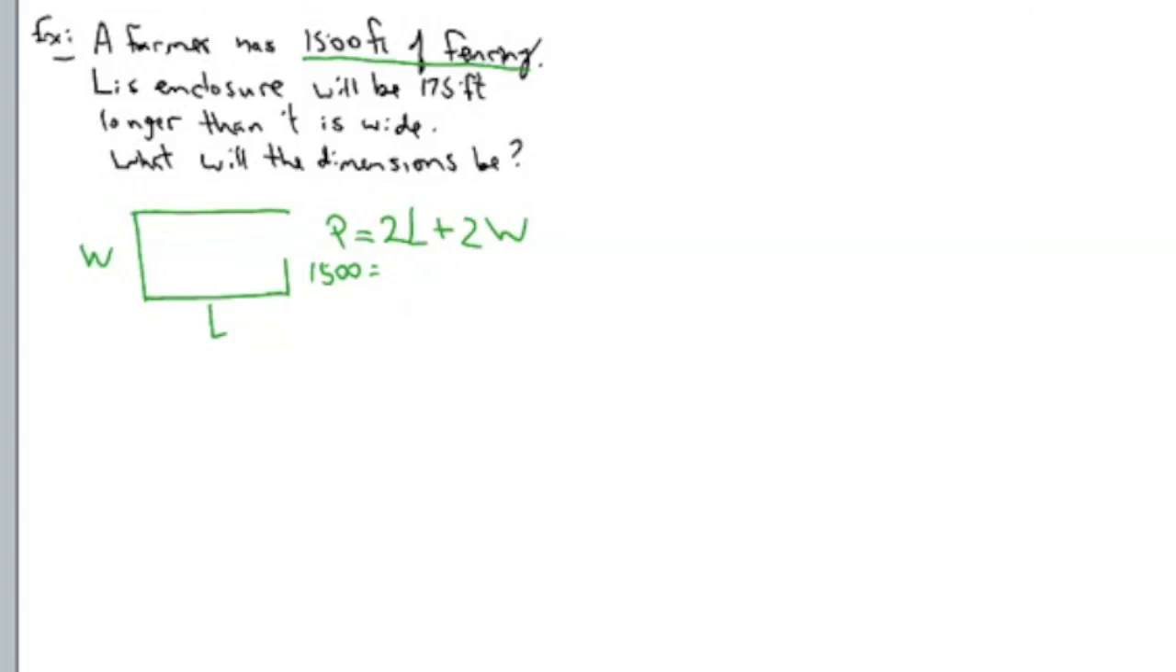Well, when you read the problem, a farmer has 1,500 feet of fencing. His enclosure will be 175 feet longer than it is wide. So which side is the most unknown? The width. I know a little bit more about the length because it has this 175 associated with it. So I'm going to let W equal X. So what does that make L equal to? X plus 175.